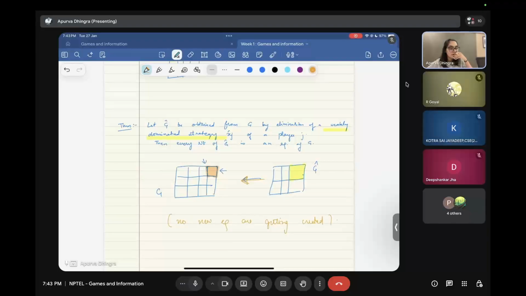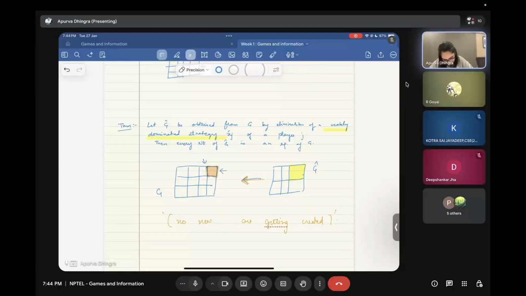We may not get all of them if we are going by weakly dominated, but nothing new will come up in the reduced game if the process of elimination is by weakly dominated strategies. So that's the key point, that's the takeaway of this theorem. No new EQ, where EQ means equilibrium.